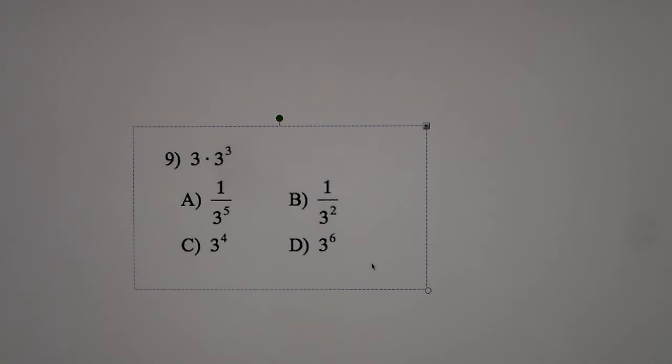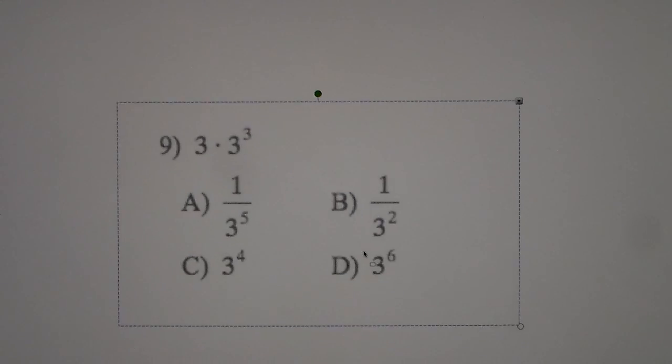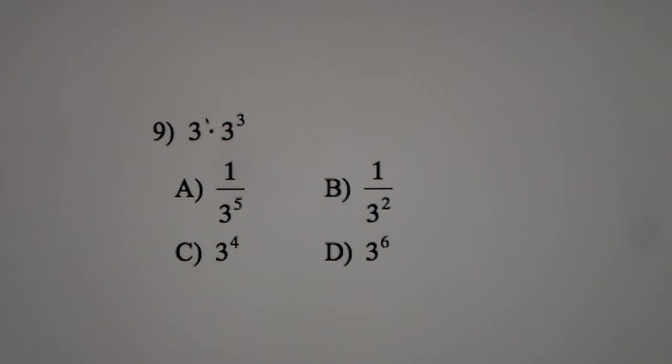I think we got time for one more. So number 9. We have 3 to the power of 1 times 3 to the power of 3. Well, 1 plus 3 gets you 4. So 3 to the power of 4. So our answer is C.